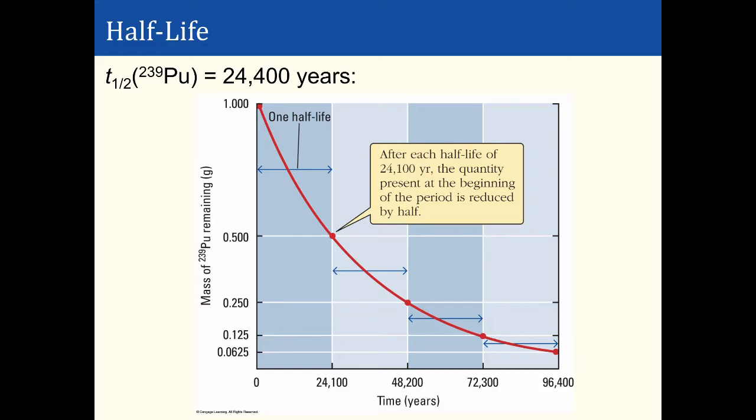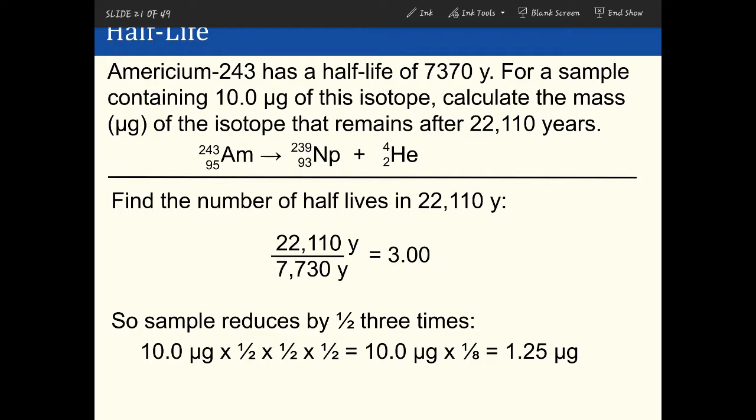It's not exactly asymptotic, because there will come a time that it becomes almost negligible. You cannot really detect any more plutonium-239. But it takes many cycles of half-lives to have a negligible amount of plutonium-239. But anyway, as you can see here, you have a curving graph. So using these half-life calculations, you can determine the age of some minerals that contain these types of radioactive isotopes. So let's say, for example, we have americium-243 with a half-life of 7,370 years.